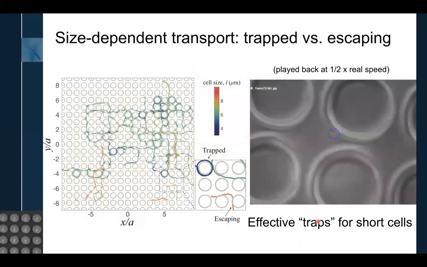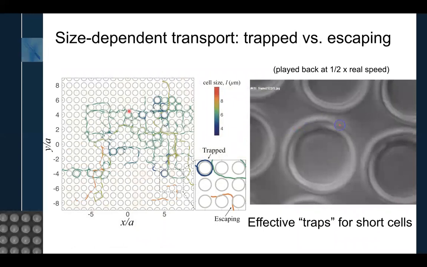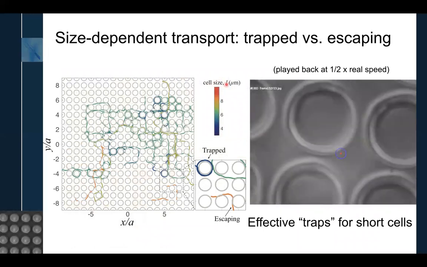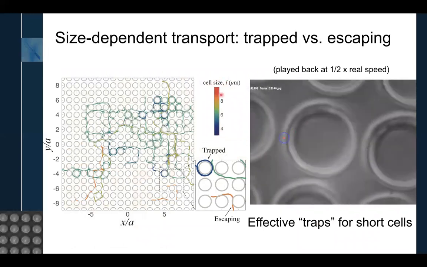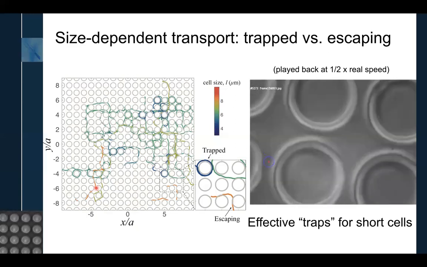Here, you can see the trajectory of bacteria with different lengths, and all trajectories are color coded by the cell size. Blue for the short cell and red for the longer cell. At first glance, the short cells more often orbit around a single pillar and are thus effectively trapped, whereas the longer cells, the reddish ones, were more often found to skip through the pillars and thus effectively escape from the pillar array.